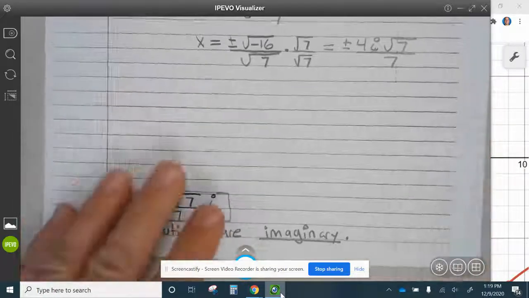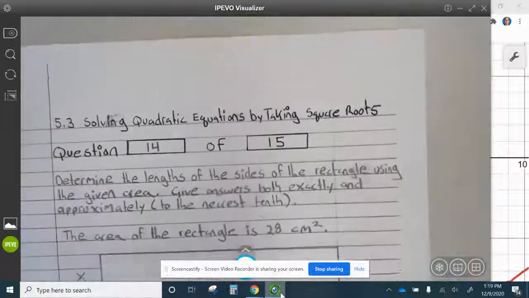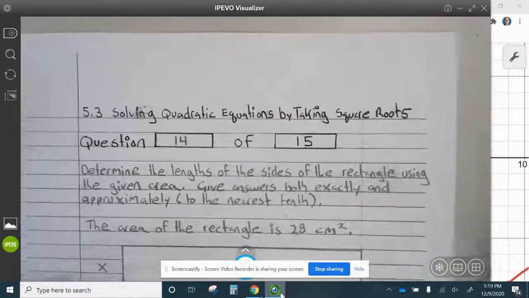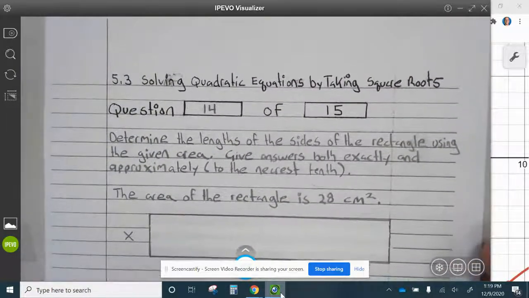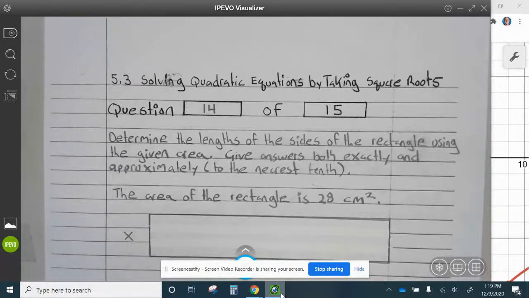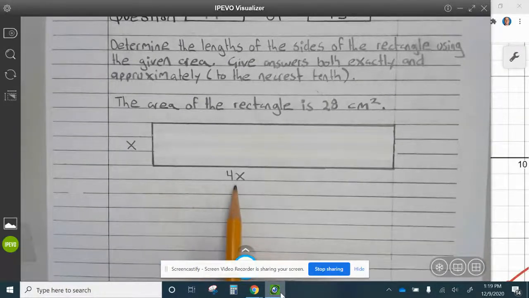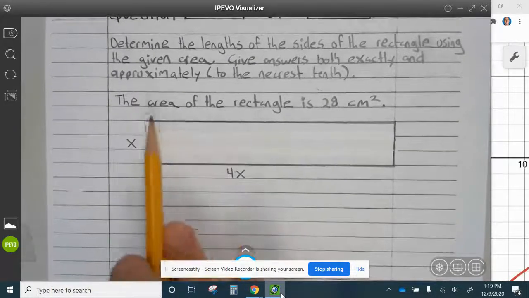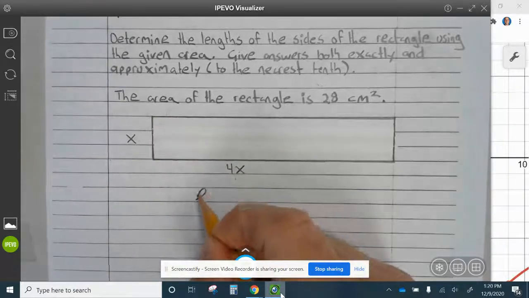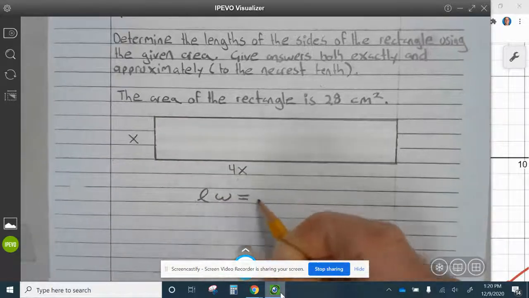Okay, let's take a look at the next question. Question 14 of 15. Determine the lengths of the sides of the rectangle using the given area. Give answers both exactly and approximately to the nearest tenth. The area of the rectangle is 28 centimeters squared. The length is x, the width is 4x. To find the area, we know that length times width equals area.